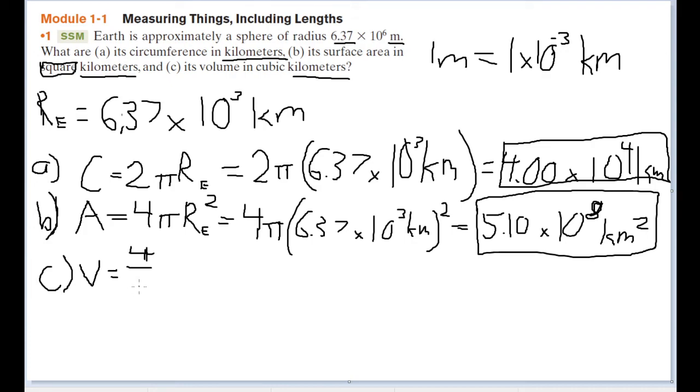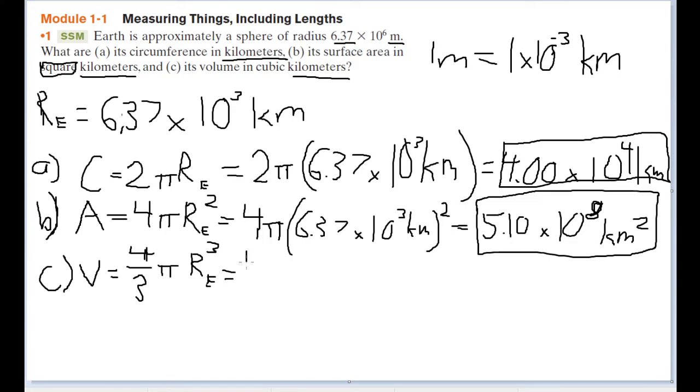But the formula for volume of a sphere is 4 over 3 times pi times the radius cubed this time. Noticing a pattern here, wherever it says we need squared kilometers, it's going to be the r squared, or whenever you need cubic kilometers, it's going to be r cubed. And there's a little connection there that's important to be aware of.